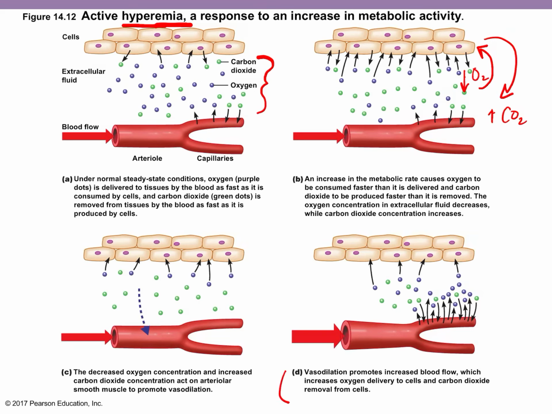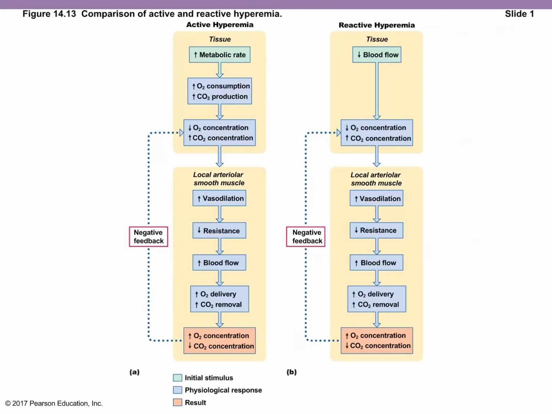If you go through these pictures here, we can see that the dilation is going to promote increased blood flow, increased oxygen delivery, and increased carbon dioxide removal. The difference between active hyperemia and reactive hyperemia is that reactive hyperemia is in response to the blood having been shut off for a while. Think about, for example, the blood pressure cuff example.